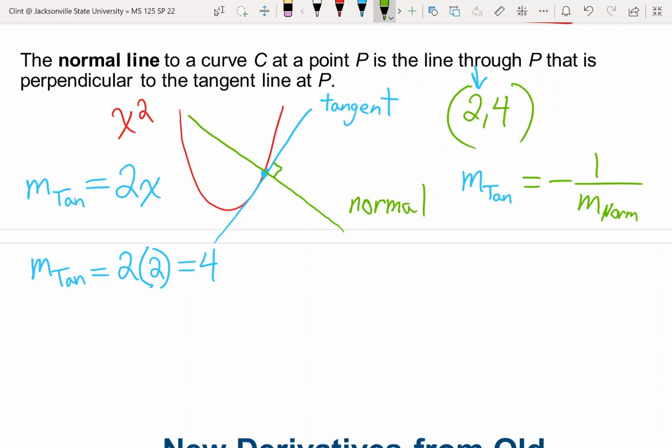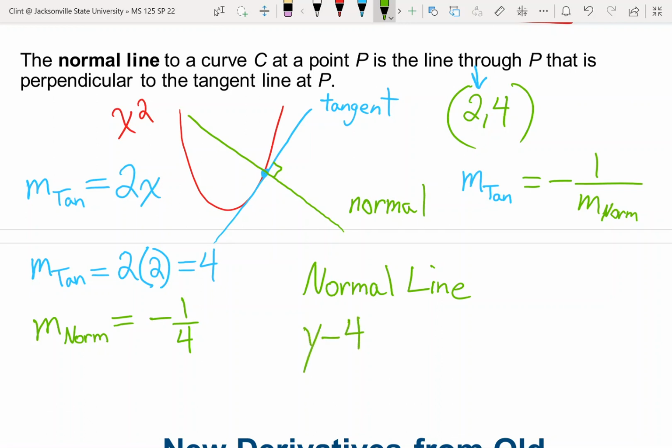So the slope of our normal line, what would it be? It's got to be the opposite reciprocal, so negative 1/4. So then our normal line would be y minus 4, our y coordinate, equals negative 1/4 times x minus 2. That's our normal line.